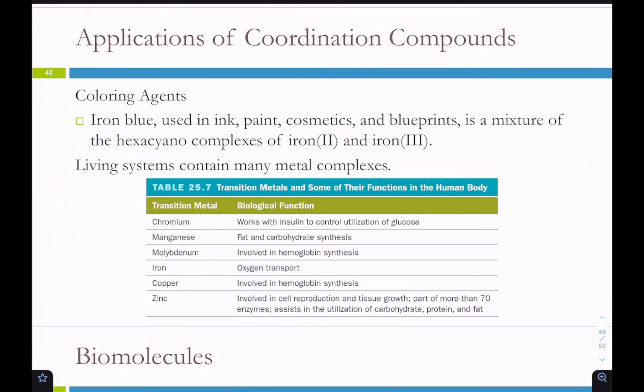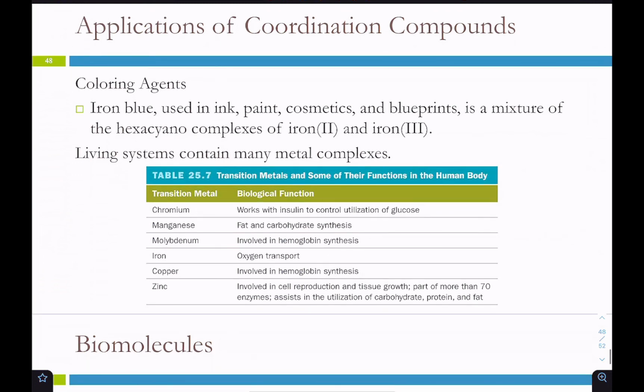For coloring agents as well, right? All of these complexes have color, which is just really interesting and kind of coincidental, since all the other compounds are like white, and you get these coordination compounds that just have a specific energy difference in their orbitals that causes wavelengths of light that we can see as colors. So iron blue is used in ink, paint, cosmetics, blueprints, and then hexacyano complexes.